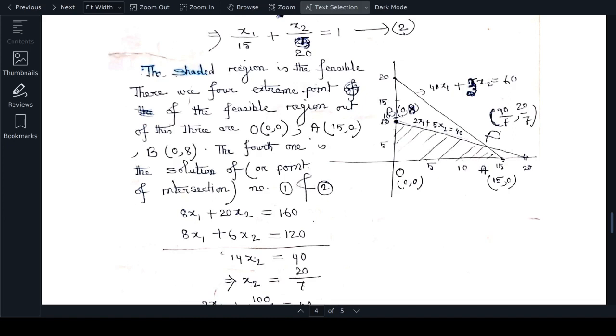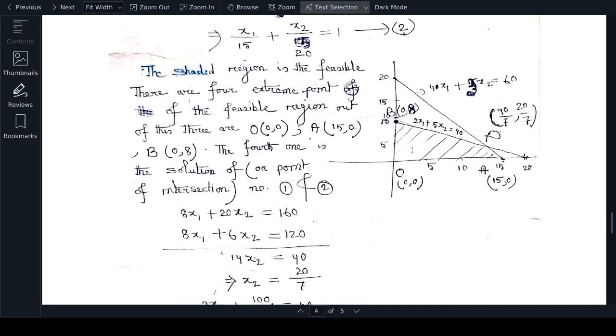When these two lines cut at point P, how will you get point P? You just solve these two equations. Here you see I have solved these two equations, and then we get the values of x1 and x2. After solving, x1 is 90 by 7, x2 is 20 by 7.